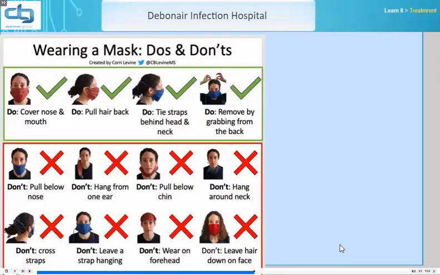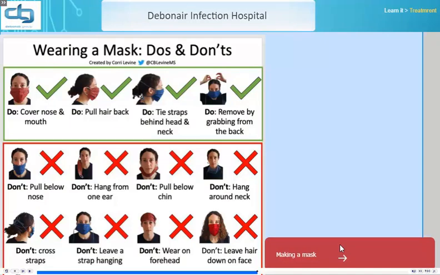Wearing a mask. Dos and don'ts. This image illustrates the dos and don'ts concerning wearing a mask. Study it carefully and then practice it in front of a mirror. Click the red button below to continue.